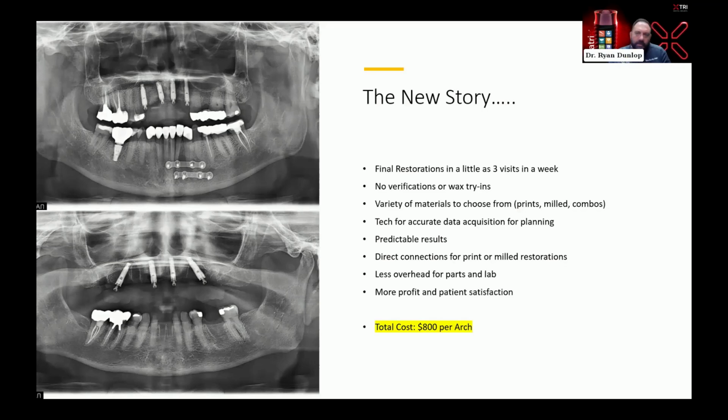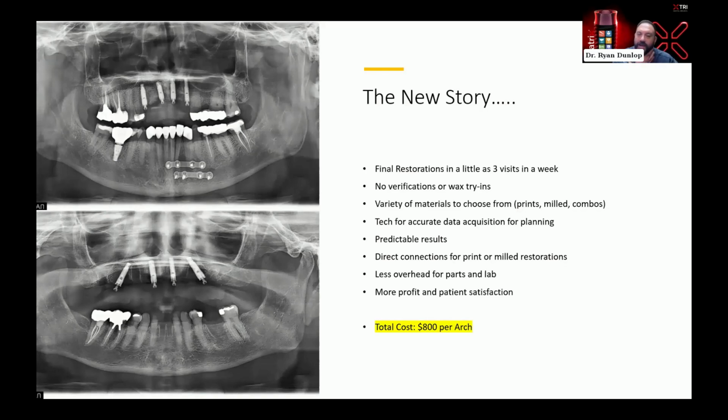This leads to less overhead. There's less inventory, less parts. When you're using a system like TRI, you basically have to stock implants. That's it. You just stock implants and some screws to attach your teeth. The rest is done in the lab, 3D CAD design and 3D printing and milling. There's not much you need. So your overhead is way less, your parts for lab are way less, and this leads to a better result. It leads to a more accurate, more streamlined approach with more profit and more patient satisfaction and less overhead.